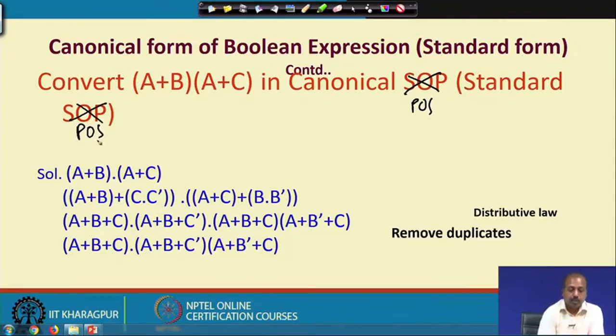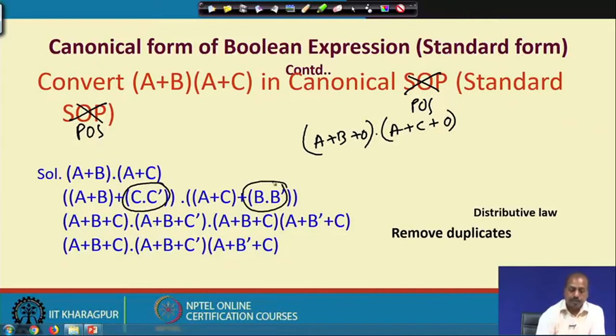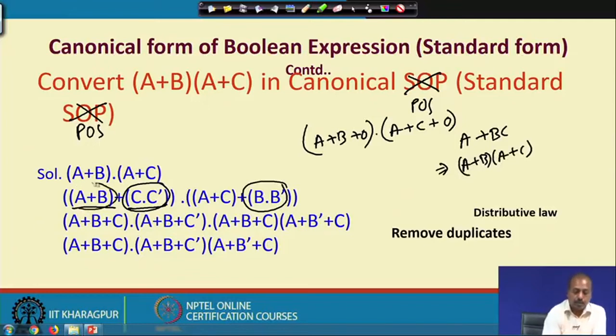So, how do you do it? AB plus AC can be written as A plus B plus 0 into A plus C plus 0. Now, these zeros can be rewritten as C bar here and B bar here. Then we apply the distributive law, where this is the first term, this is the second term. You remember the distributive law, A plus BC can be written as A plus B into A plus C. If this whole thing is considered as A and this is considered as say BC, then it is A plus B.